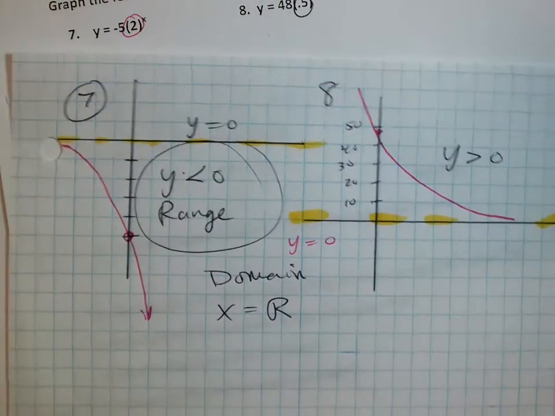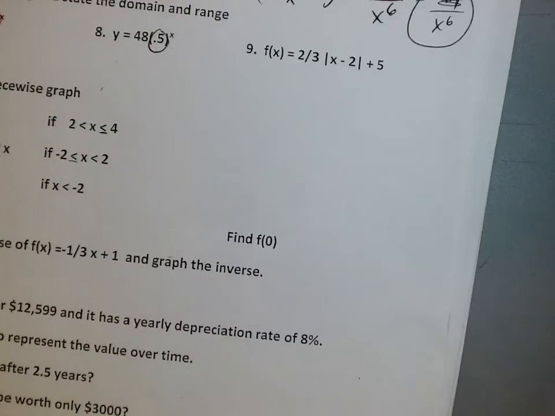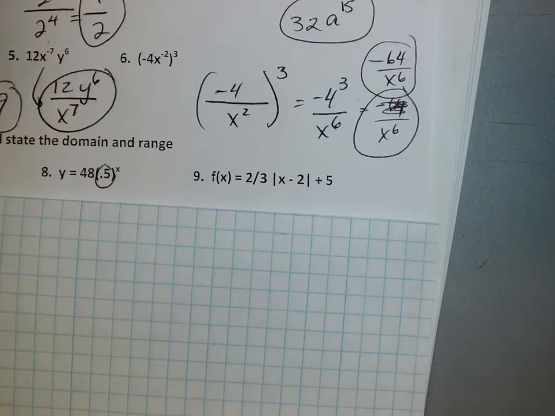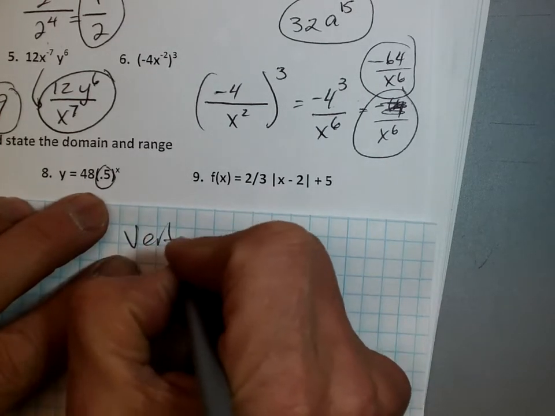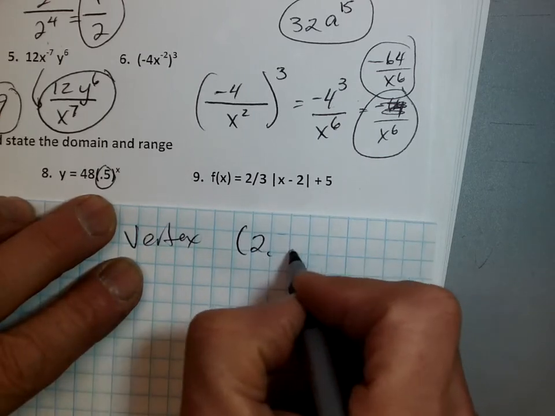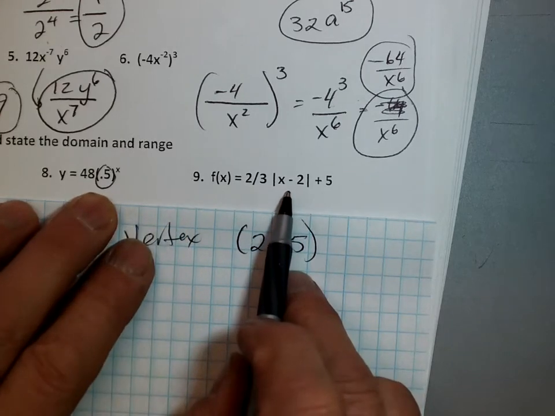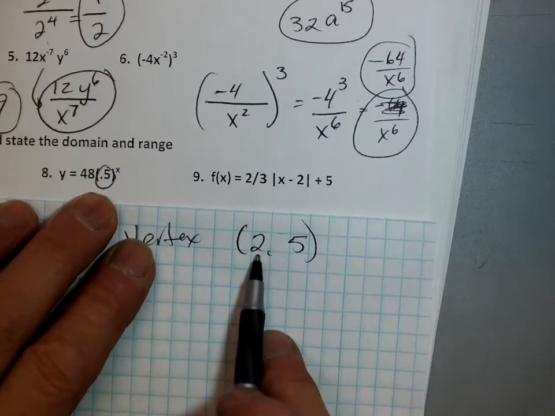Okay, let's do number 9. What do you know about 9? Oh, it's absolute value, which is a V. Absolute value is a V. So where's the vertex of number 9? 2, 5. It is a positive 2, 5, because it is the opposite of the inside. It has to be the opposite because that's the value that zeroes it out.